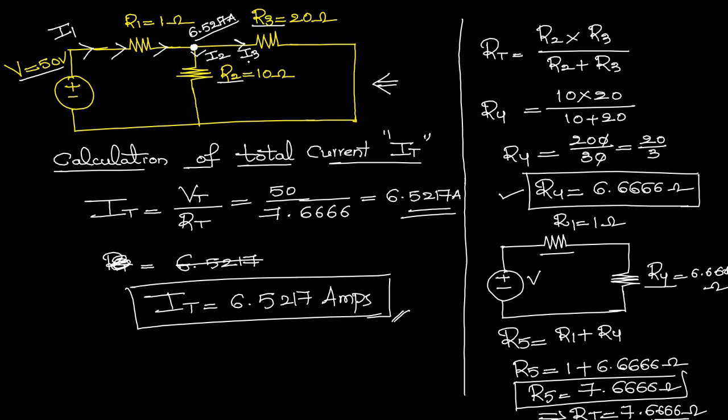So in order to find I2 and I3, we are going to apply the current division rule. Clear? Now see here how we are applying the current division rule and how we are calculating the values of I2 and I3. Very important step here. The network is like this. So this step is very important. R2 is equal to 10 ohms. R3 is equal to 20 ohms. And the value of R1 is equal to 1 ohm.